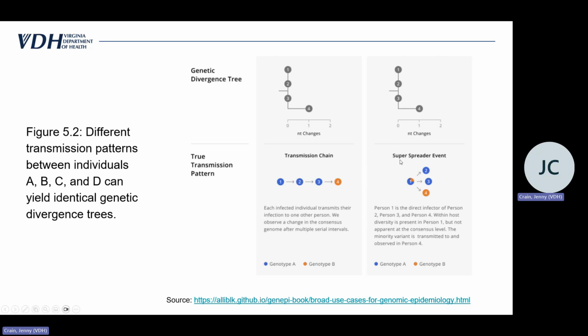And so again, you can see that true transmission patterns may differ quite widely from the actual genetic divergence that can be represented in a phylogenetic tree. So again, this just further illustrates how you cannot infer transmission by looking at a phylogenetic tree.